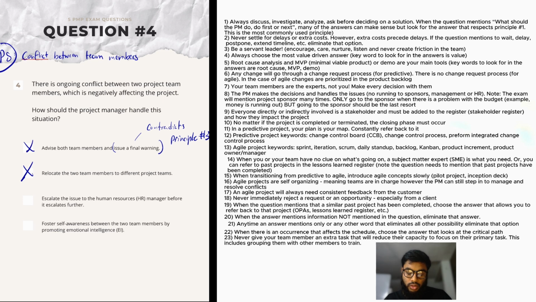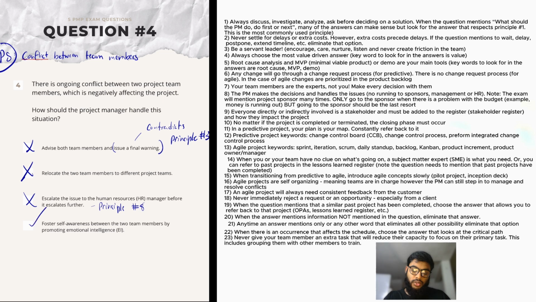Escalate the issue to human resources before it escalates further. So principle number 8 is being contradicted here. We don't escalate things, even though in real life we might, but we don't escalate when it comes to the project, the PMP exam. The project manager should handle the problems. D is the last answer.